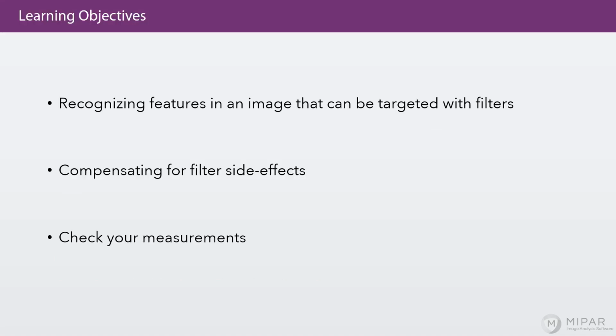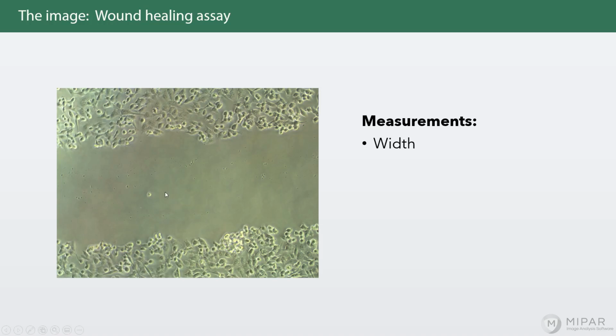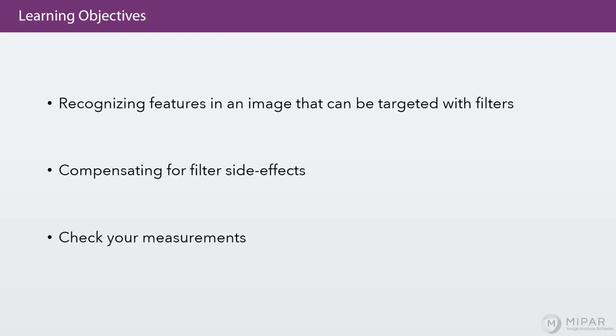Our learning objectives are recognizing features in an image that can be targeted with filters. What you'll see here is that this image has the same issue we've seen in some of our previous ones, where the left side is illuminated brightly and the right side is a little bit dim. So we're going to use some pre-processing filters to adjust that to highlight the features in the image. Then we'll need to do some compensating for those filter side effects. And lastly, we'll talk about checking your measurements once we've gotten our segmentation, making sure the measurements are accurate.